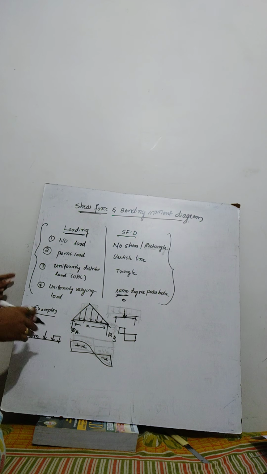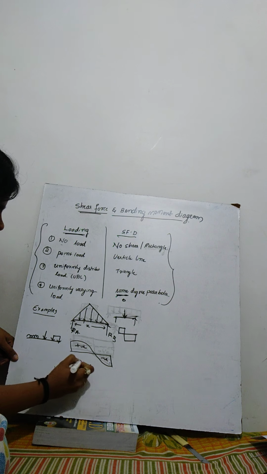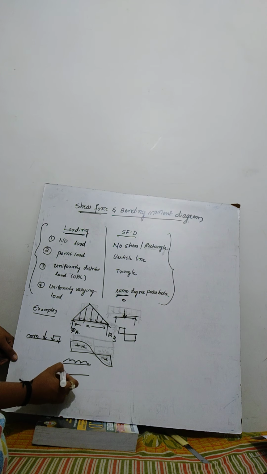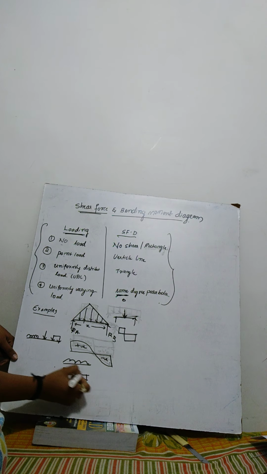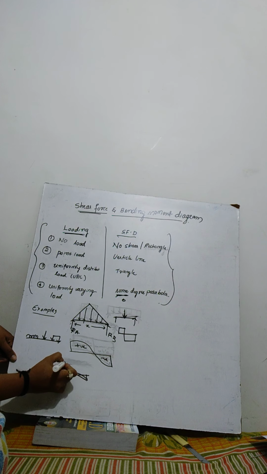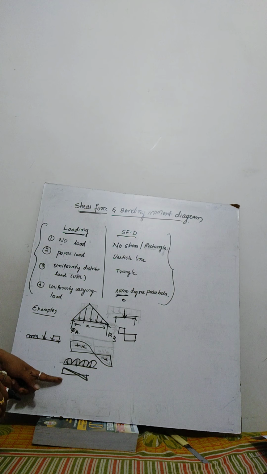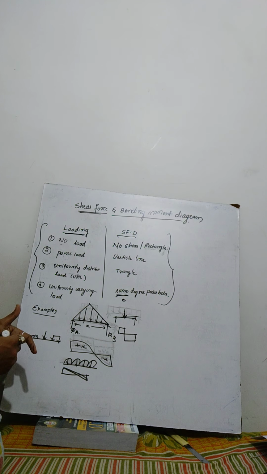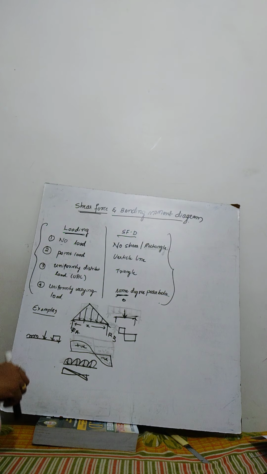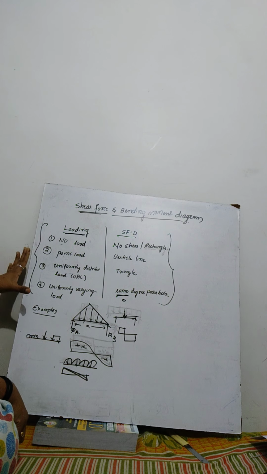Okay. Why is it going from top to bottom? For example, as I told you, if there is a UDL, why is this triangle going top to bottom? That is because all the arrows here are downward. In UDL, all the arrows will be pointing downward. That is the reason it will come like this. Okay. If there is UVL, it comes as a parabola.